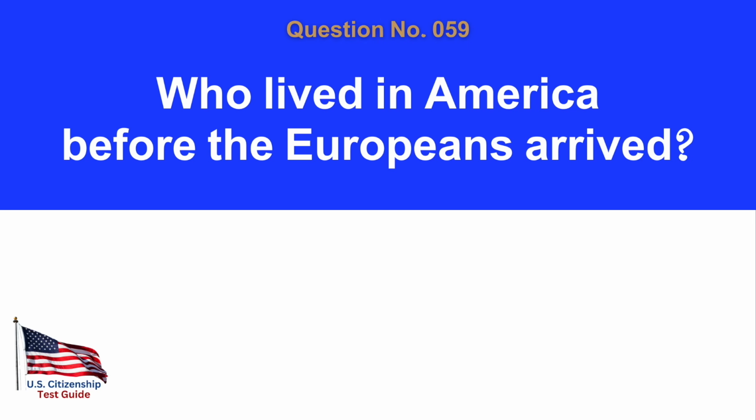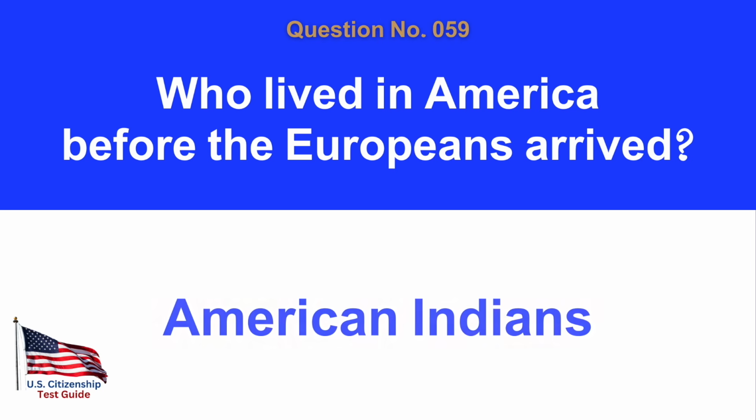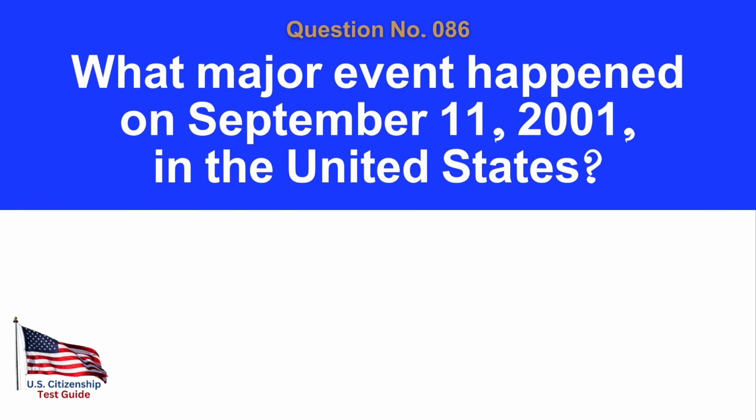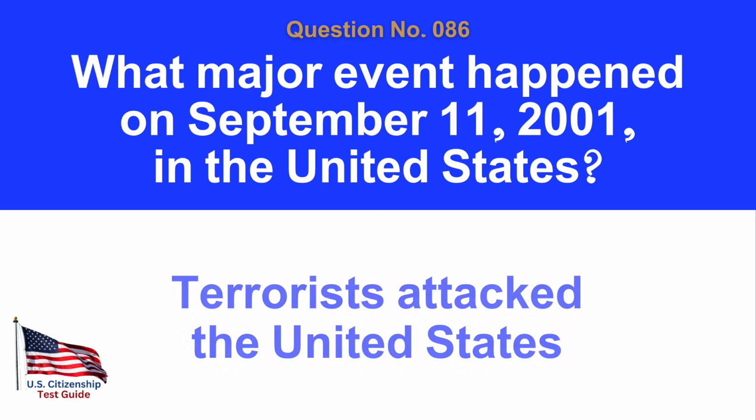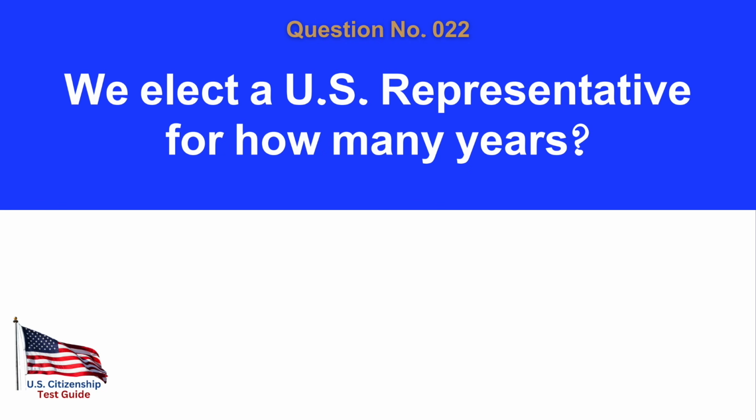Who lived in America before the Europeans arrived? American Indians. What major event happened on September 11, 2001 in the United States? Terrorists attacked the United States. We elect a U.S. representative for how many years? Two.